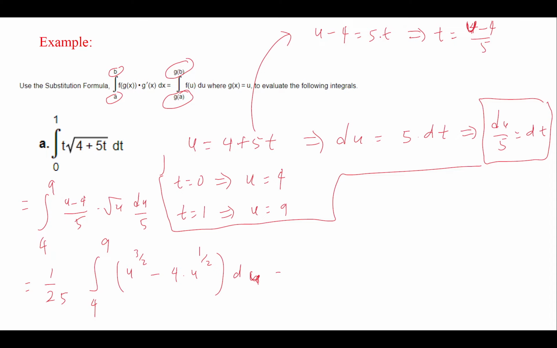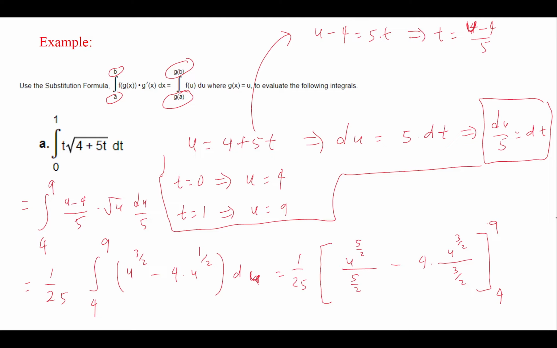Okay, so it will be 1 over 25. If we use the power rule for the first one, it will be u to the power 5 over 2 divided by 5 over 2. And for the second one, 4 times u to the power half plus 1, which is 3 over 2, divided by 3 over 2. And then the limit of integration is from 4 to 9. So if we use the fundamental theorem of calculus, now we need to put u equal 9 for the first time, minus u equal 4 next time, and do the calculation.